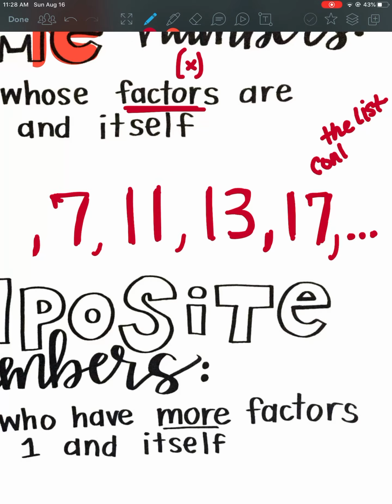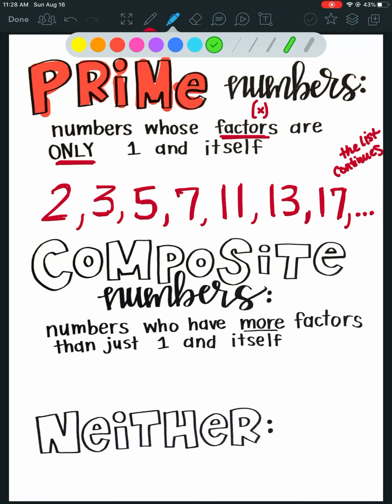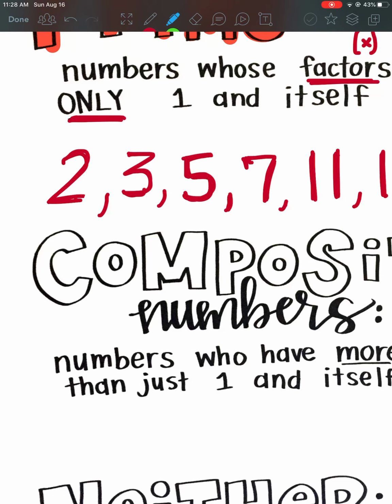Next, we're going to talk about composite numbers. The prime numbers I put in red because when we do our prime factorization, that's where we're going to stop. The composite numbers I'm doing in green because we have to keep going until we get to all prime numbers. We'll talk about that when we get to the next page with prime factorization.